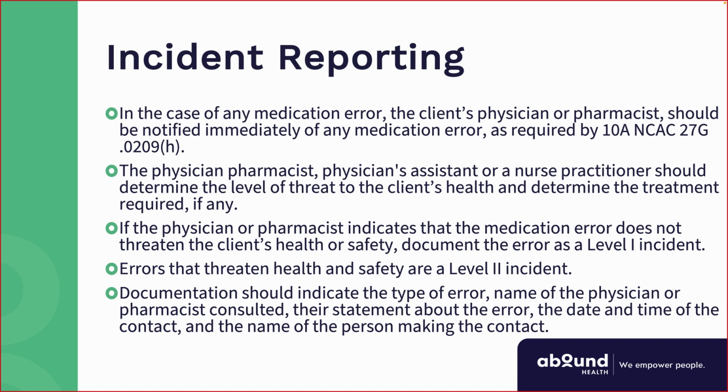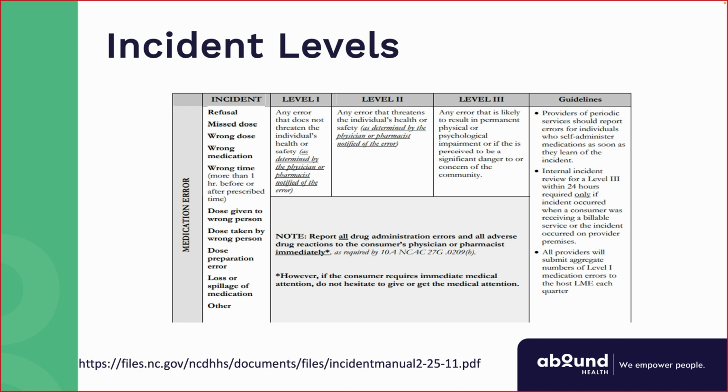Documentation should indicate the type of error, name of the physician or pharmacist consulted, their statement about the error, the date and time of the contact, and the name of the person making the contact. All right, so this is in the IRIS manual. This helps you understand incident levels and which level they are. So you can find that in the IRIS manual.